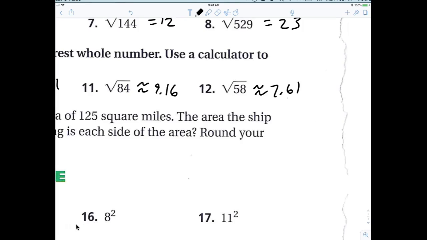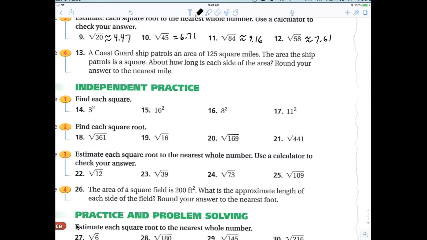Do you agree? It's very simple. She's pretty much calculated. All right, now it says for number 13, a Coast Guard ship patrols an area of 125 square miles. The area of the ship patrol is a square. About how long is each side?